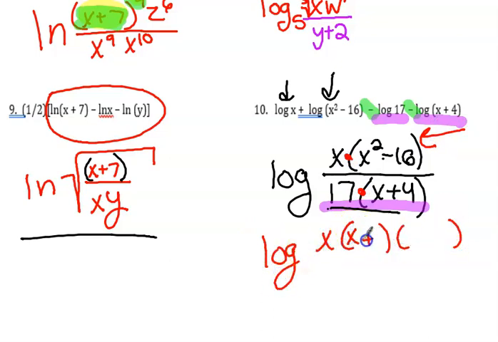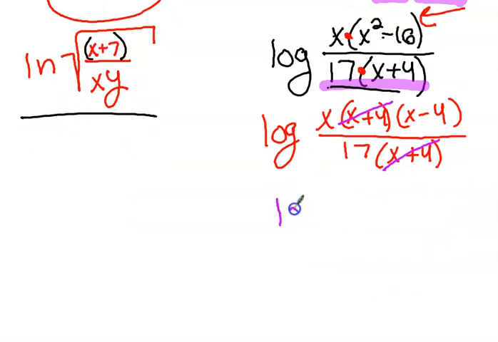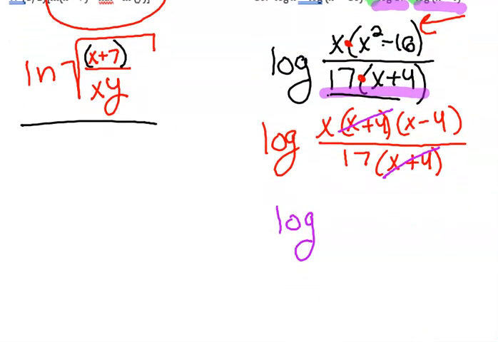So I have x plus 4 and x minus 4, and then I have this over 17 times x plus 4. So x and 17, no, I can't take anything out, but these x plus 4s, I can actually cancel those out. So then my remaining answer is log, there's nothing, okay, so we got log x times x minus 4 over 17. And that would be my final answer.